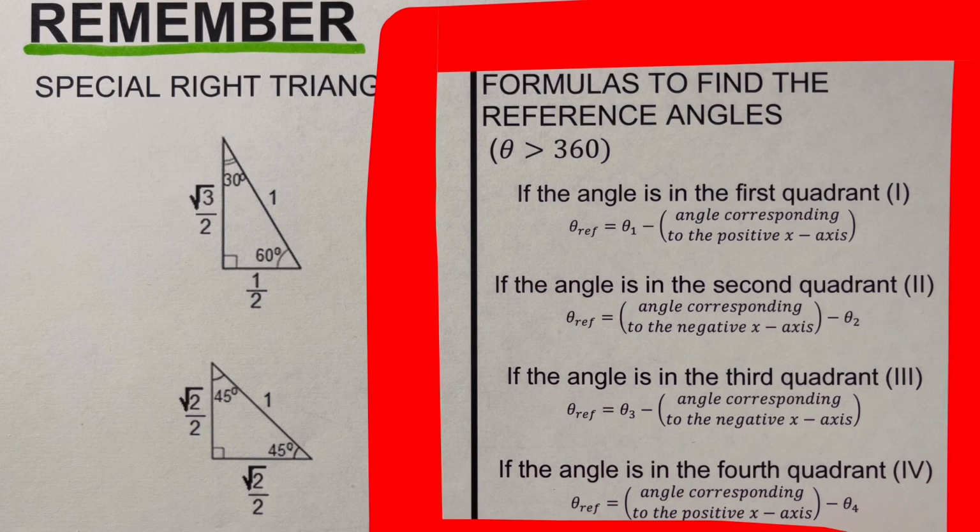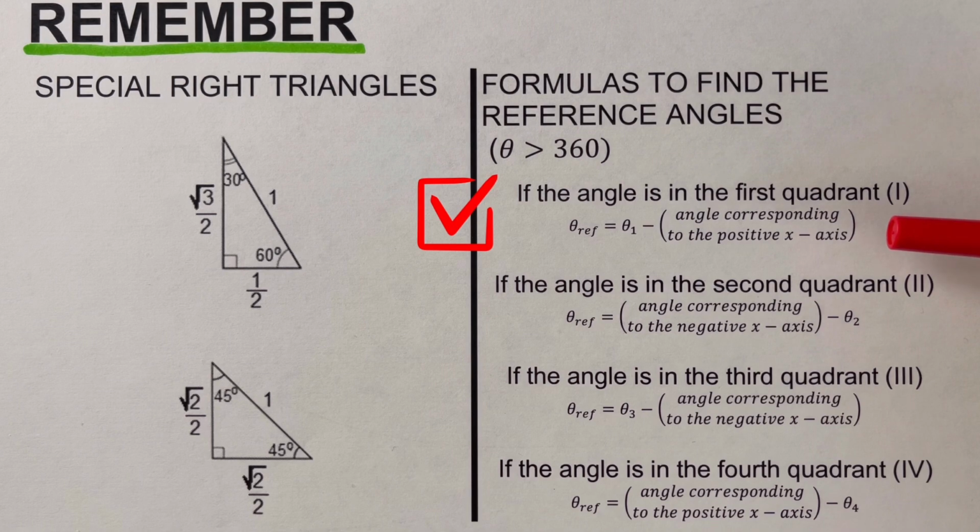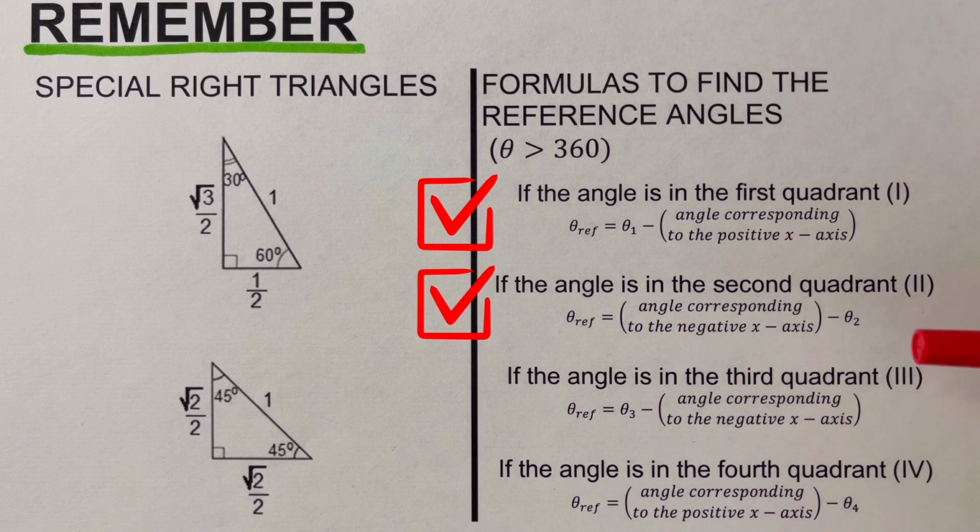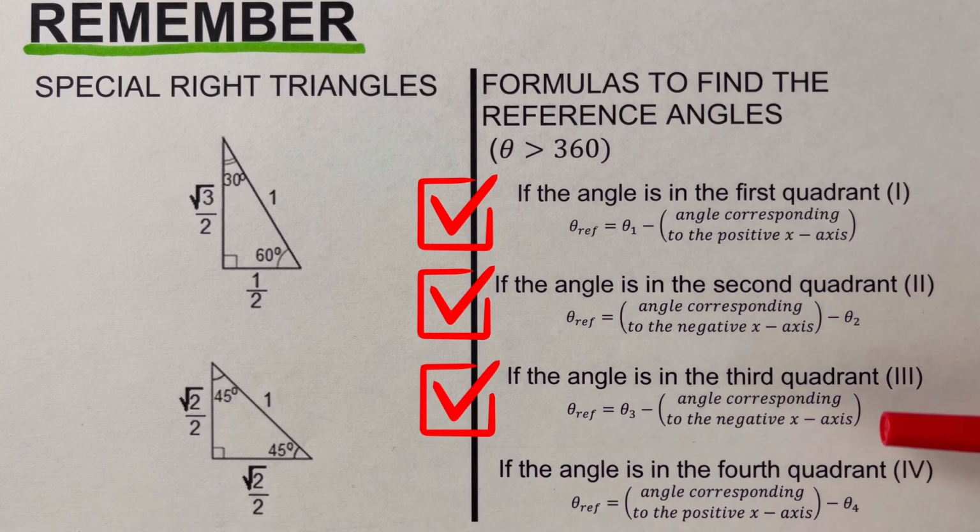These are the formulas to find the reference angle. Please remember that this formula would work if our angle is more than 360 degrees. This is the formula to use to determine the reference angle if the angle is in the first quadrant. This is the formula if the given angle is in the second quadrant. This will be the formula if it's in the third, and this is the formula if it's in the fourth.